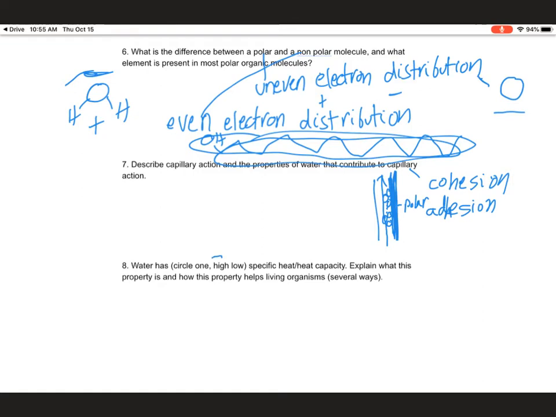So we can assume that the insides of these tubes are, in fact, polar. Water has a high specific heat capacity, and we already talked about this a little bit too, but again, that's the ability of water to absorb a lot of heat without changing temperature. It means water is very stable when it comes to temperature. It's hard for it to heat up. It's also hard for it to cool down. This is important for living organisms because we're full of water, which allows us to maintain a stable body temperature, and the oceans are full of water, which helps our planet to maintain a more stable temperature.